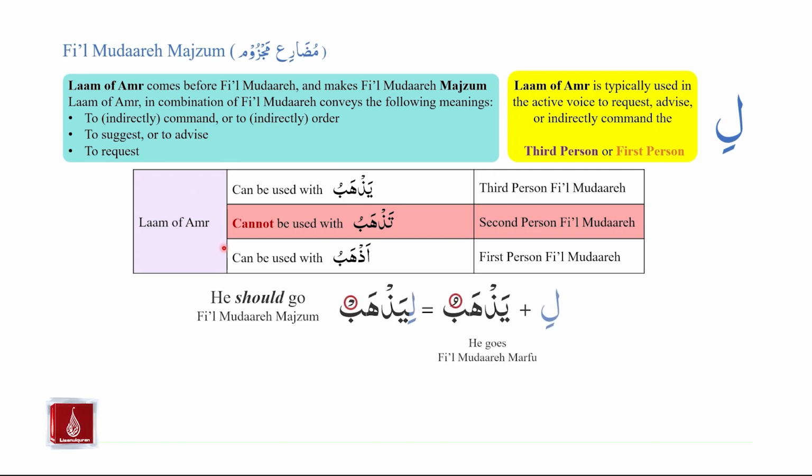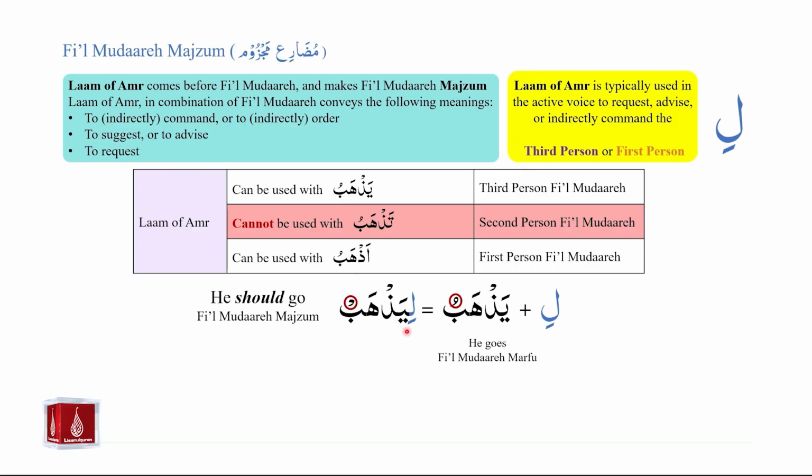Let us look at some more examples. We have laam Amr and we are adding it to yazhabu. Yazhabu is fi'il mudari marfu. Yazhabu can be translated as he goes. Laam Amr plus yazhabu equals li yazhab. The effect of laam Amr on yazhabu is that yazhabu is becoming yazhab. In the case of li yazhab, yazhab is mudari majzoom. So laam Amr is causing the fi'il mudari to become majzoom.